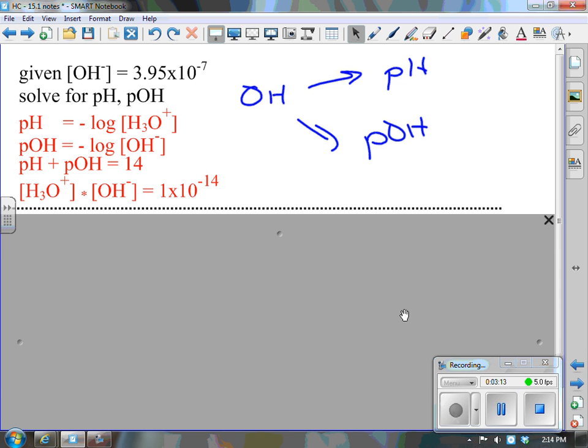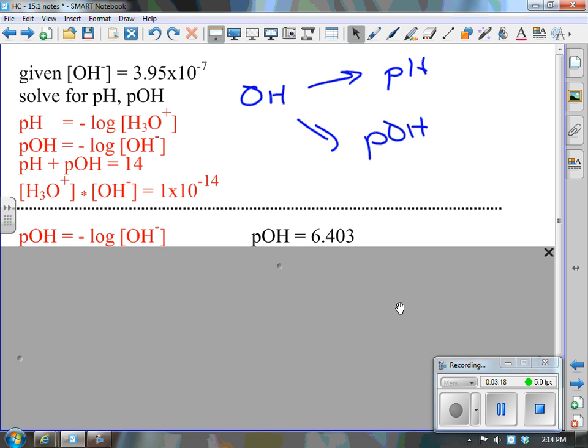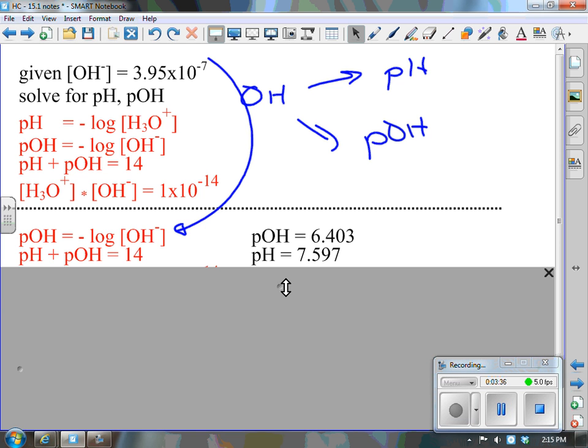Okay, so here's one way, and again, there could be a couple different ways this could occur. If you want to find the pOH first, we just simply take the negative log of that number that we're given. So we take the negative log of the 3.95 times 10 to the minus 7. And you should have gotten a pOH of 6.403. Then you could have subtracted that from 14 to get a pH of 7.597.